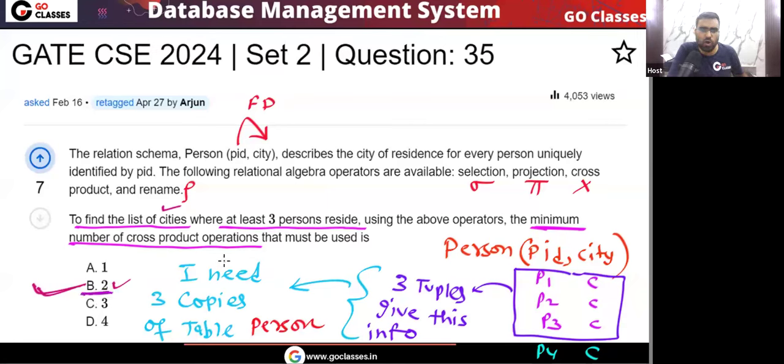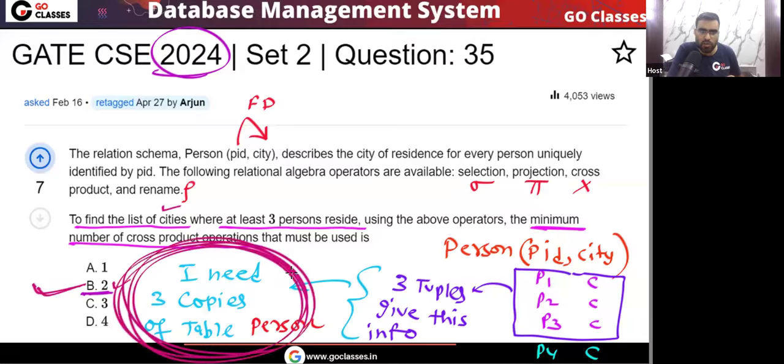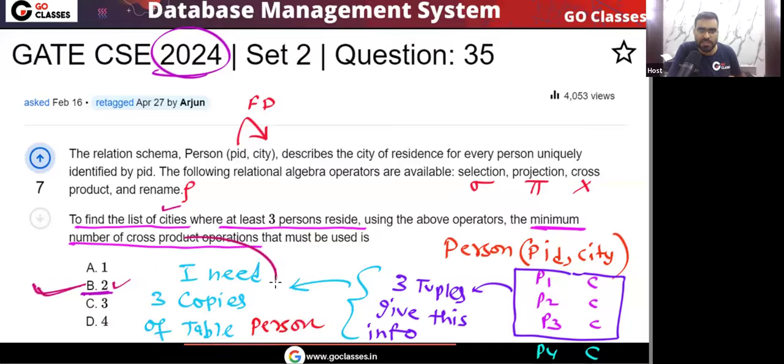Let me tell you what was the common mistake in this GATE 2024 question. What was the silly mistake? Can anyone tell me? Many students made this silly mistake. Students were thinking that, yes, I need 3 copies of table person, so it means I need 3 cross products. This was a silly mistake, and many toppers made it.